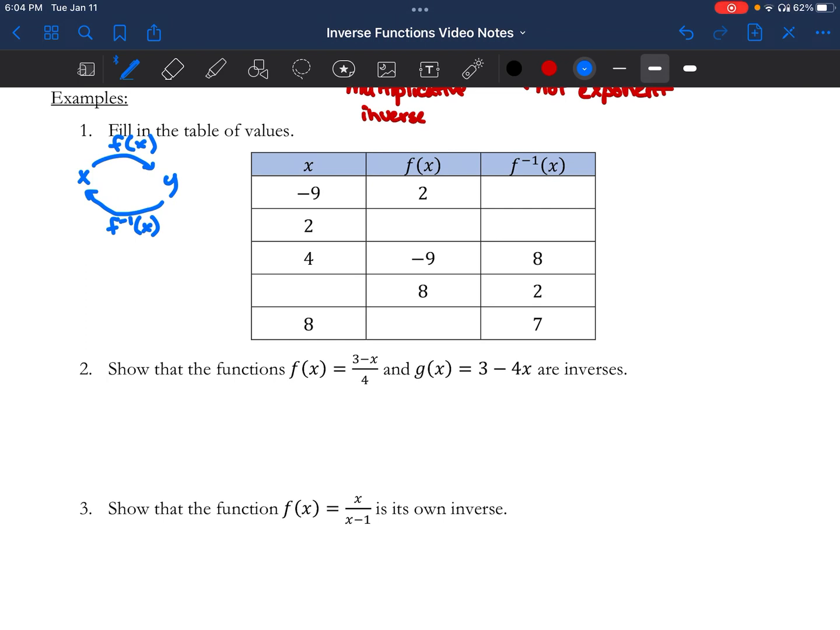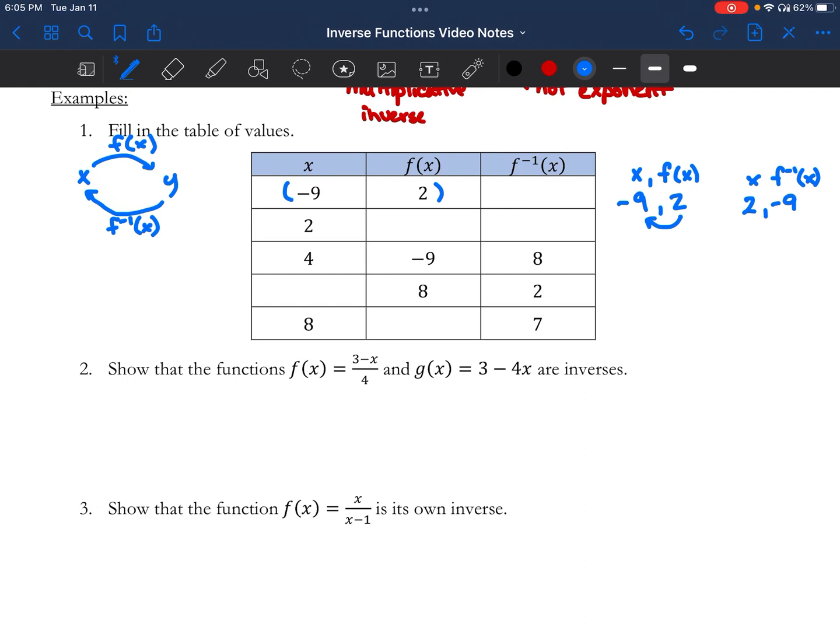So let me point out this first one. The first point that I have is -9, 2. And that's in my original function. So I'll write x and f of x, -9 and 2. So what the inverse will do is take in the 2 value and spit out a -9. So 2, -9.